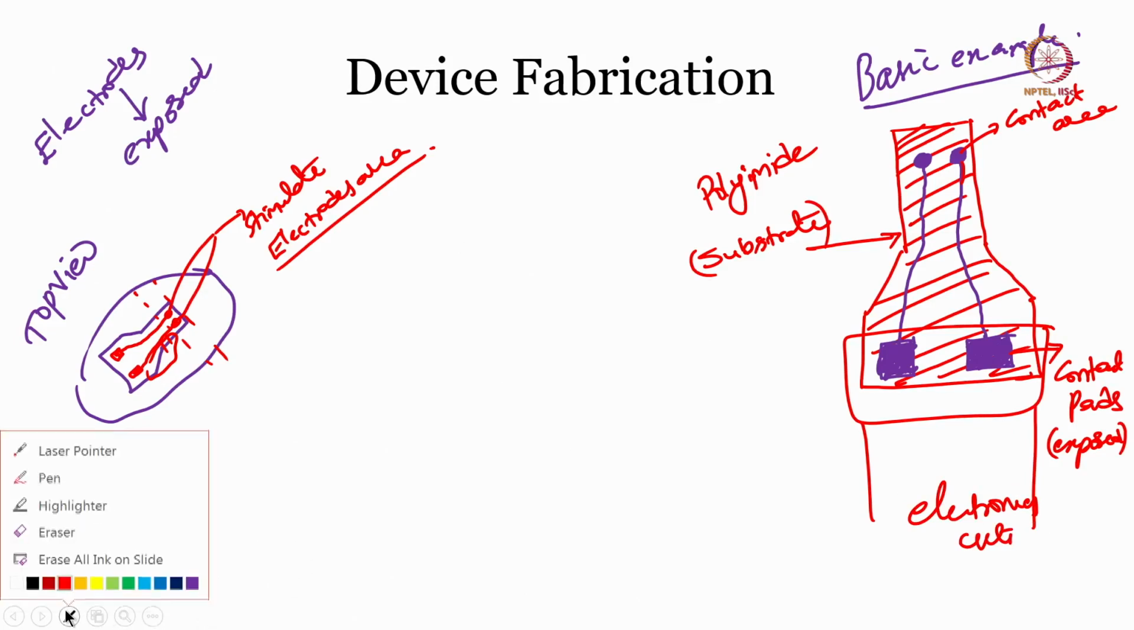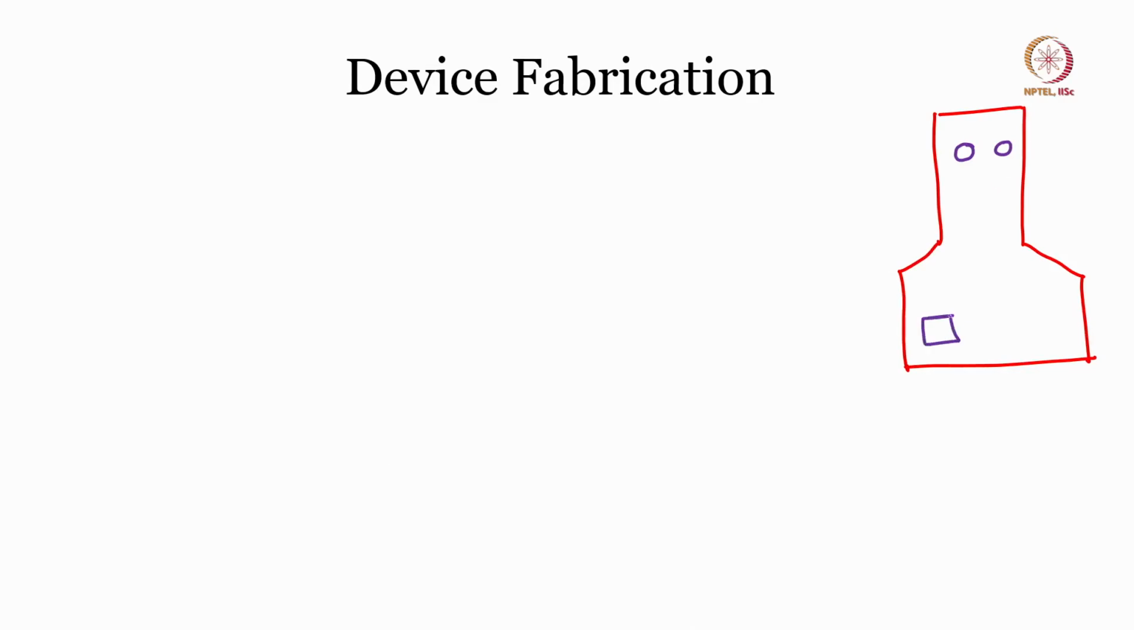So, understood? This is the requirement. Let me erase everything and redraw, now that you have understood the requirement. We have a device something like this, with an electrode here and an electrode here, and these are the interconnects. This should not be exposed, keep that in mind: the interconnect area should not be exposed.